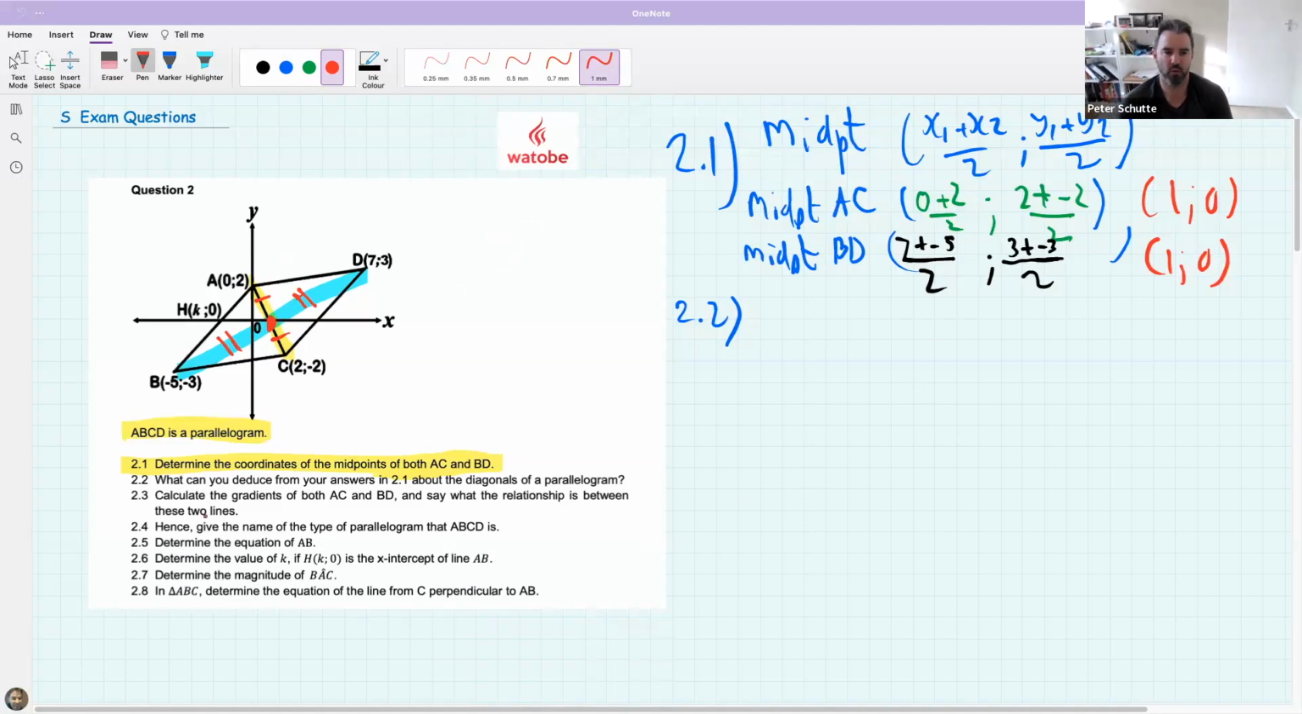Okay, 2.2. What can we deduce? What can we get from 2.1 about the diagonals of the parallelogram? What do we know from 2.1 because of this calculation? What does it tell us about the diagonals? Who would like to offer a comment or a deduction? What does it mean if we have common midpoints for the diagonals? What does it mean about the diagonals? And remember, these are diagonals in the parallelogram.